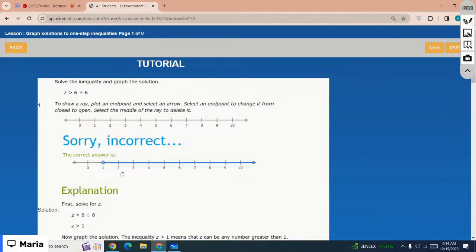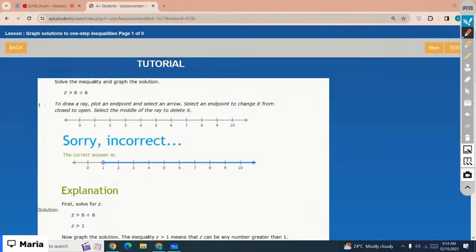Solve the inequality and then graph the solution. First you have to solve and then you have to graph, right? So x is greater than 6 divided by 6, right? So 6 divided by 6 equals 1. That means you need to now graph the inequality. The inequality is x is greater than 1. Greater than 1 means 1 is not included in the graph, so there must be an open circle on the 1, and also all the numbers are greater than 1, so the graph must be pointing on the right hand side of the 1, right?